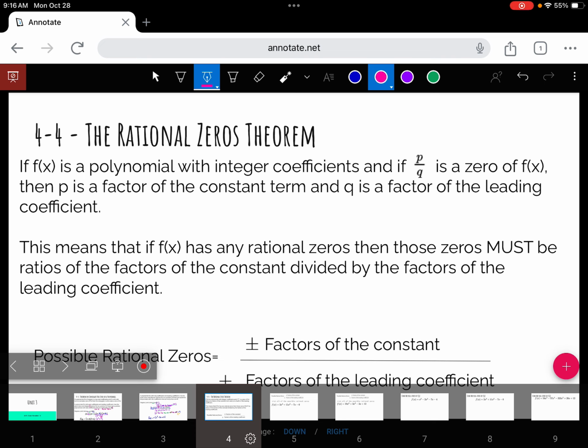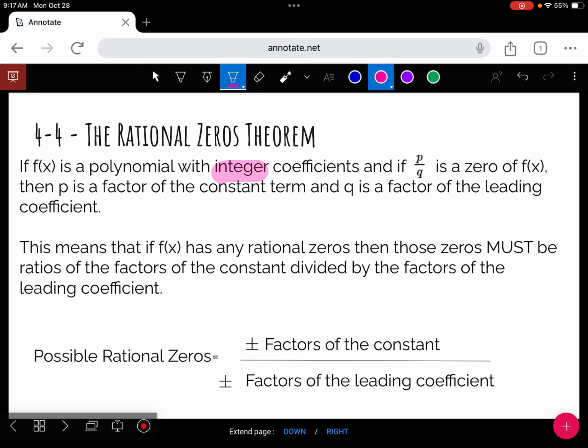So this is for polynomials that have integer coefficients. So they only have real numbers. That's why we never ever put complex numbers in our polynomials without multiplying them into the real parts. So we're going to deal with our integer coefficients. And what we're looking at here is the ratio, so the fraction, of factors of our constant, so the number at the very, very end, and factors of our leading coefficient.